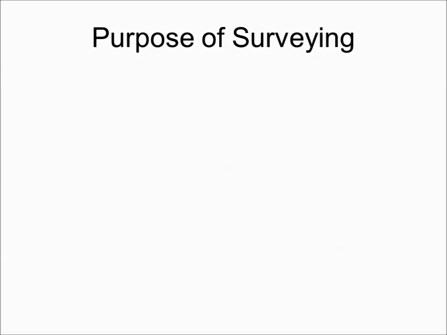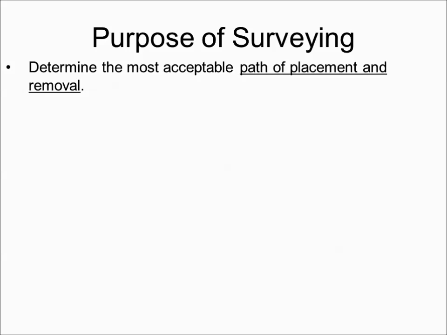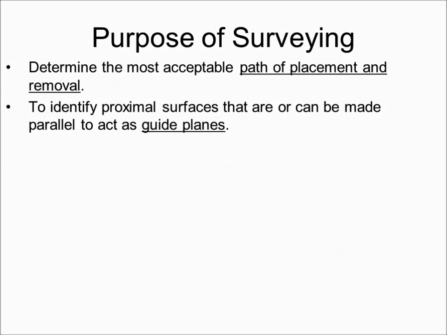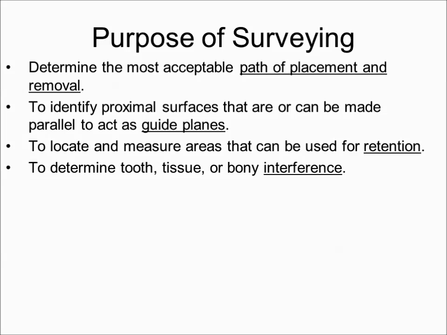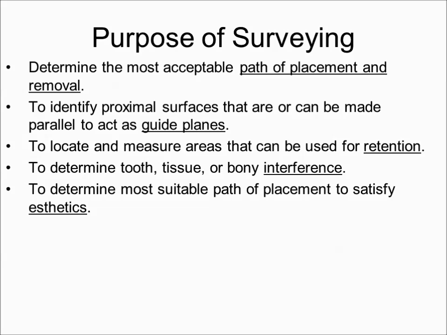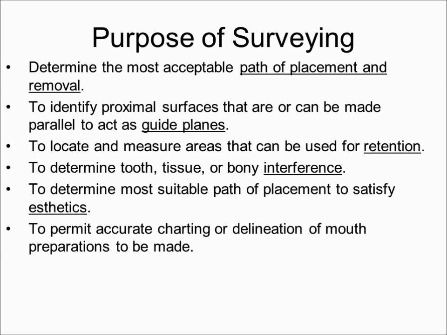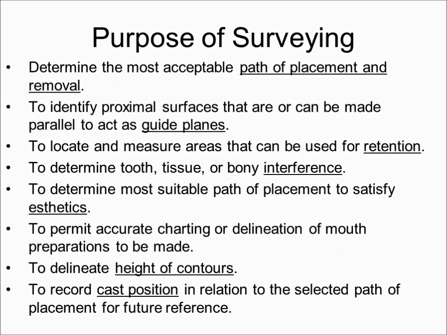Surveying is used to determine the most acceptable path of placement and removal. To identify proximal surfaces that are or can be made parallel to act as guide planes. To locate and measure areas that can be used for retention. To determine tooth, tissue, or bony interference. To determine most suitable path of placement to satisfy aesthetics. To permit accurate charting or delineation of mouth preparations to be made. To delineate height of contours. To record cast position in relation to the selected path of placement for future reference.